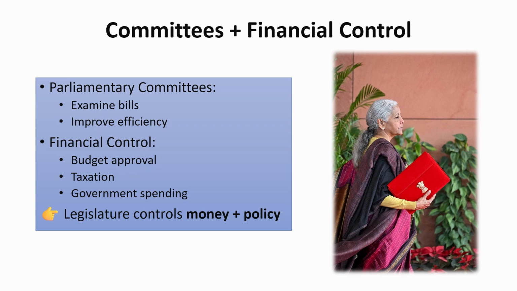What are the committees and their financial control? Parliamentary committees play a very important role. They study bills in detail and suggest improvements. The legislature also controls finances, which helps in improving efficiency. It approves the budget, decides taxes, controls government spending. For example, if Parliament does not approve the budget, the government cannot spend money. So financial control is a very powerful function. This is how the legislature controls the executive through money and policy.